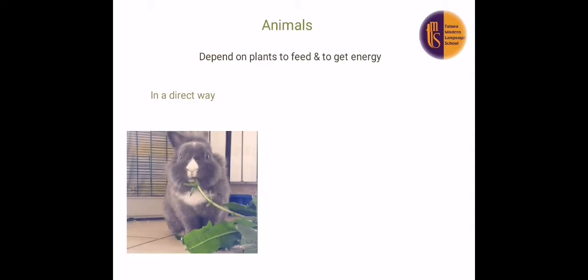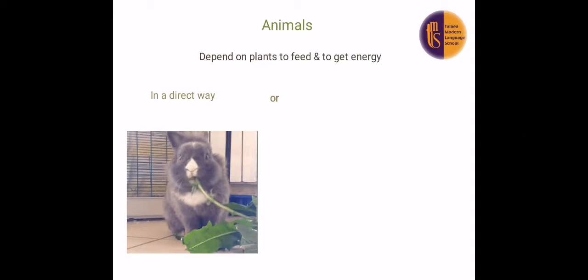But animals, do you think animals can make their own food? No, animals cannot make their own food. So they depend on plants to get energy and food. Like here, we can see a rabbit can feed on the green plant in a direct way. It eats the plant directly.